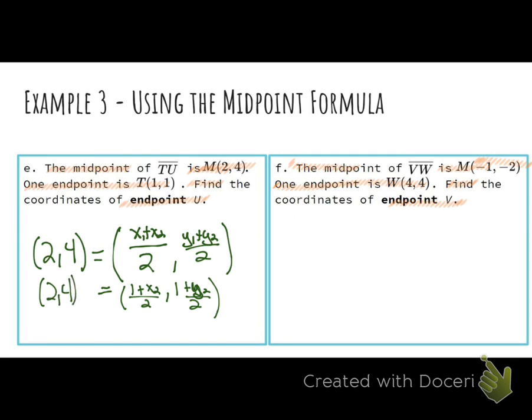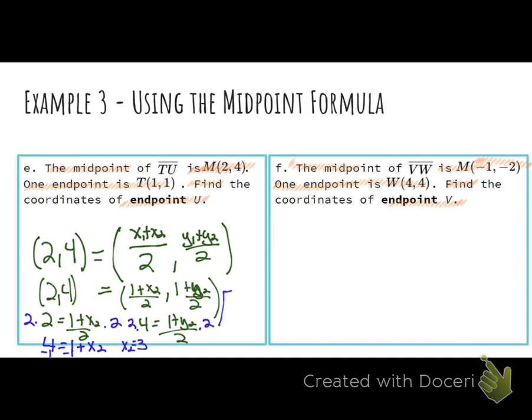We are now going to take them and set them equal. So we have 2 equals 1 plus x2 divided by 2. And we have 4 equals 1 plus y2 divided by 2. What do I have to do first? Multiply by 2. I have 4 equals 1 plus x2. And then I have to subtract 1. What's my x value? Yep, x2 equals 3.